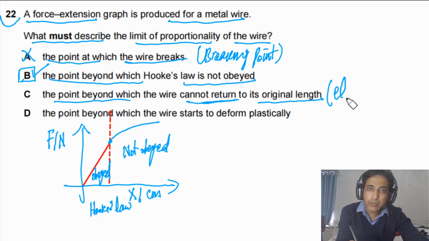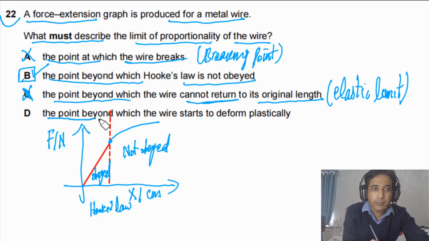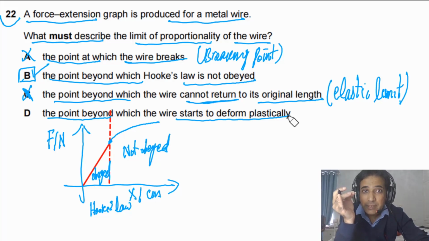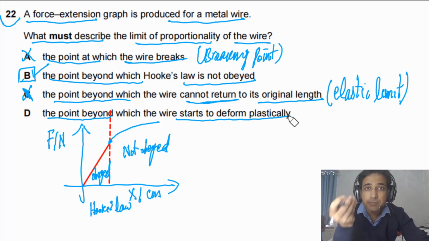We call that point the end of elasticity, meaning the elastic limit. So that is the elastic limit, so this is not a possible answer. The point beyond which the wire starts to deform plastically, this is also the elastic limit. Before that point it is behaving elastically, after that it starts behaving plastically. So that point is also the elastic limit.